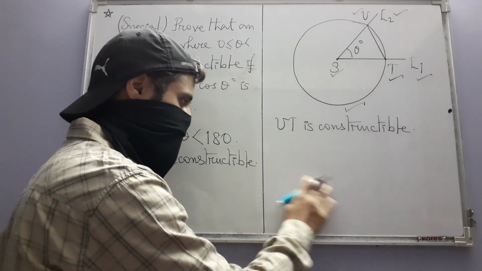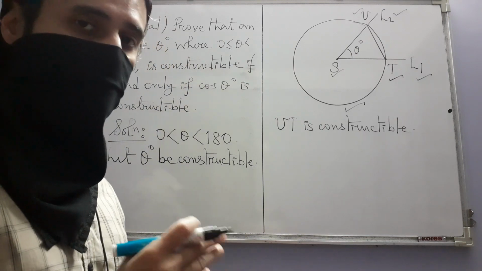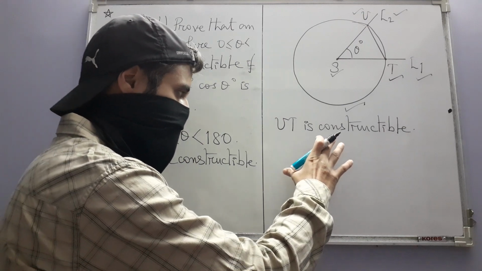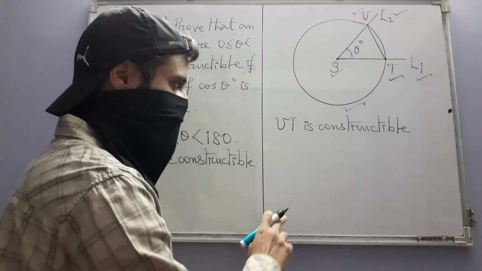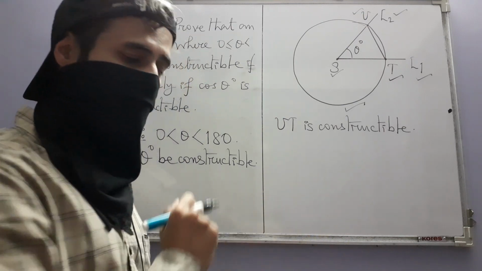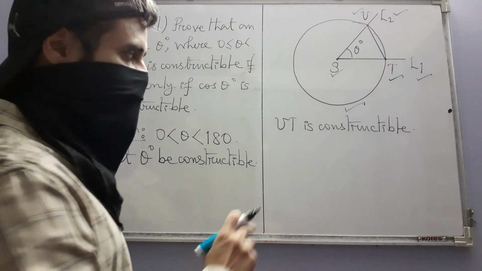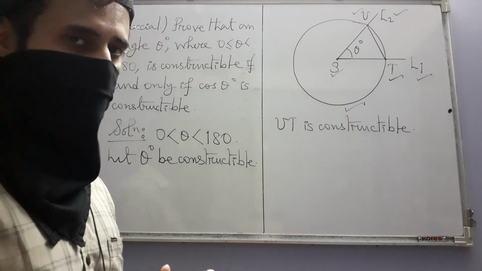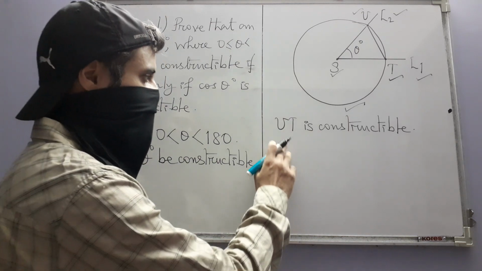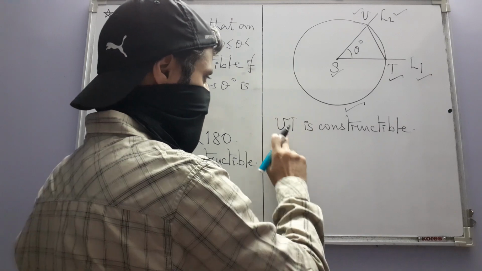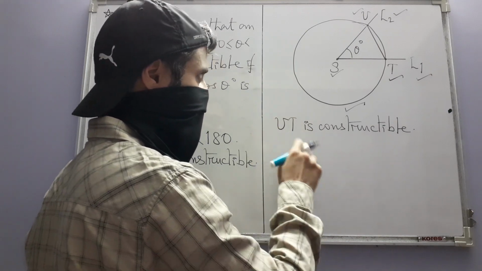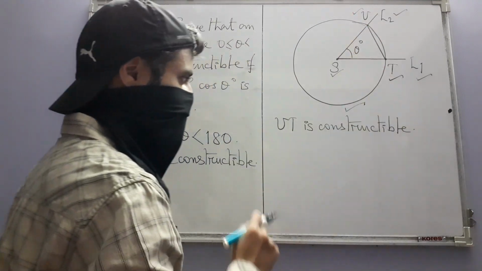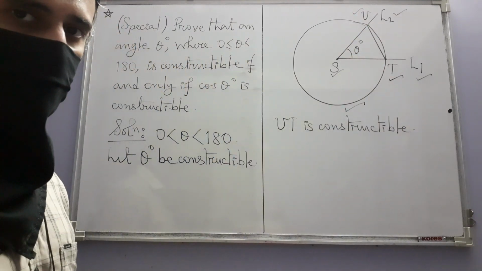Namely, when we find two constructible points in the plane such that the distance between those 2 points equals the absolute value of the real number. In this case, we do not have to bother about absolute value because it's positive. So the absolute value will be the number itself. But this, of course, is the distance between two constructible points, and they are U and T. So that is why UT is constructible.